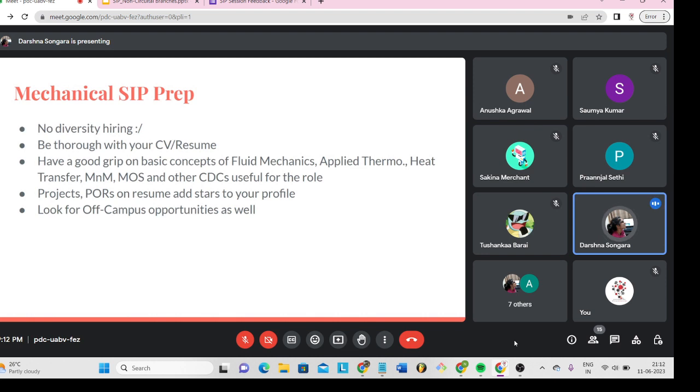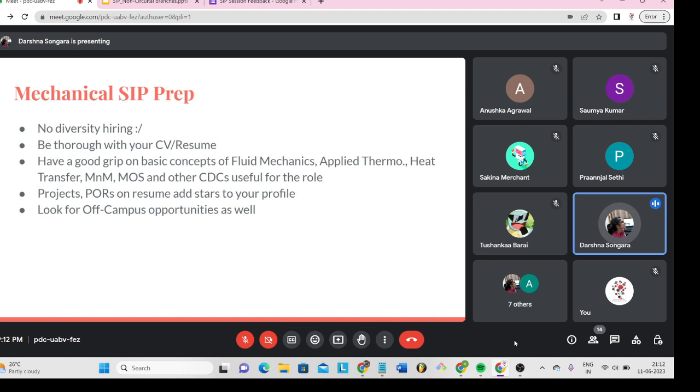And this is where, if you have any PORs, or have done some volunteering, something like that, you can talk about it, and it always adds something to your profile. So having some POR, even a small one, or having some external project is always a good thing. Then apart from that, you should also look for off campus opportunities.